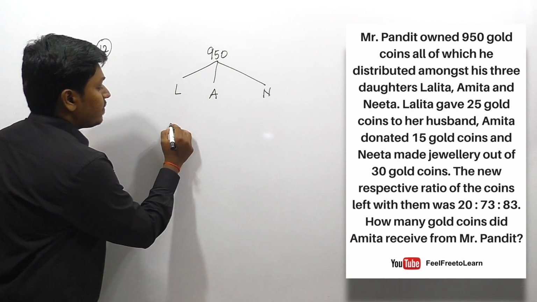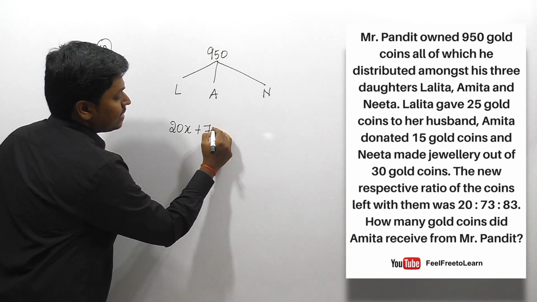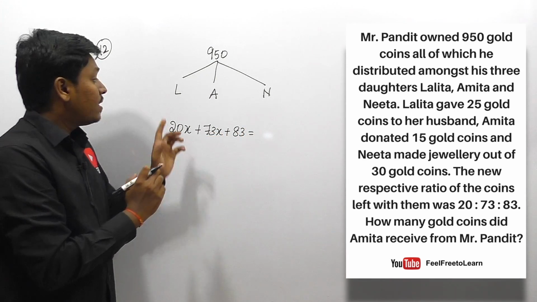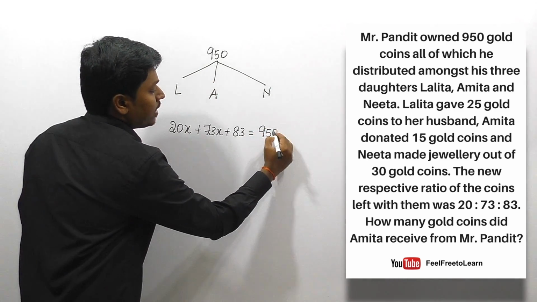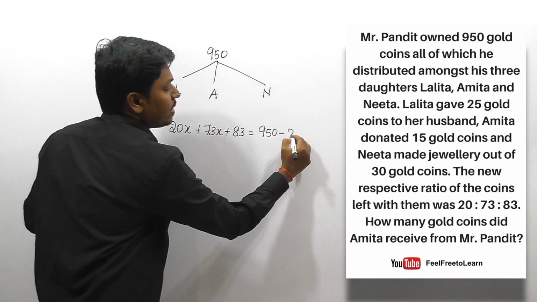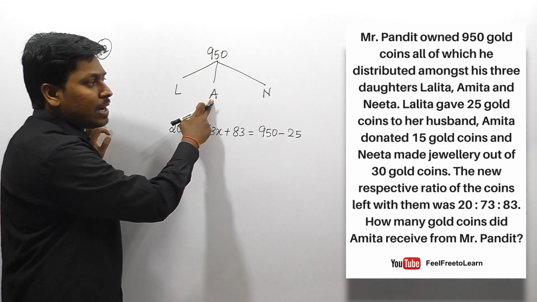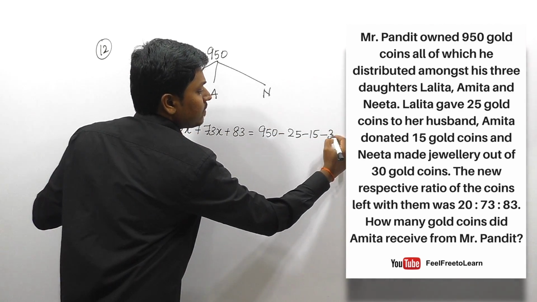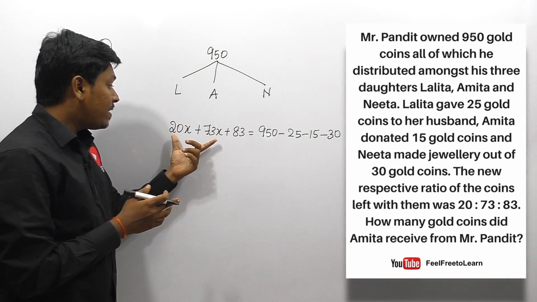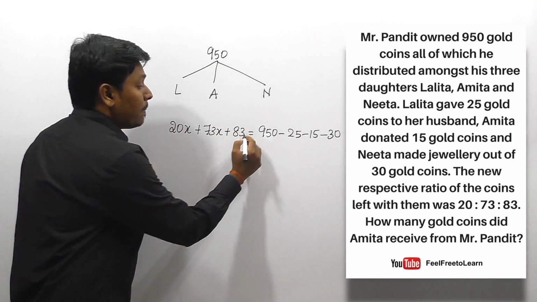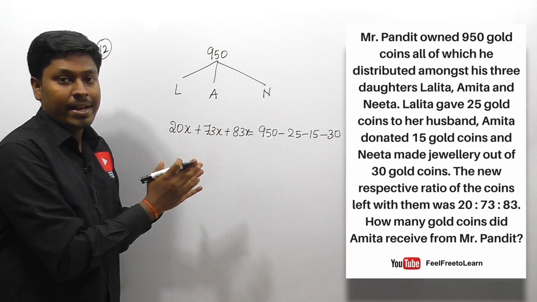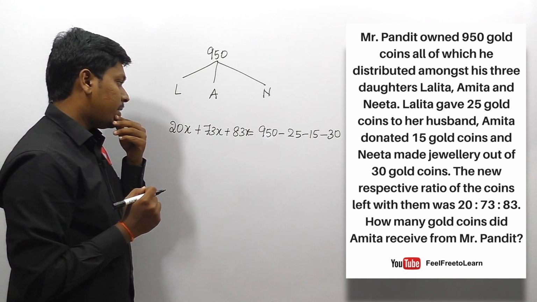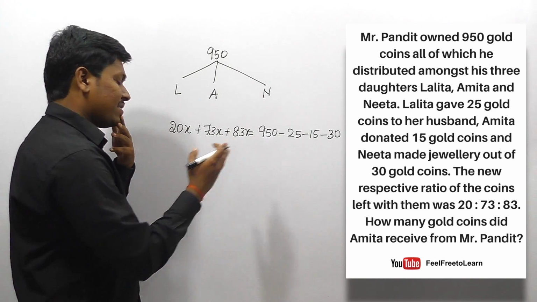20:73:83. So friends, listen carefully. So 20x plus 73x and 83x, where this ratio will be the ratio for the coins left, right? So we already know that 950 will be the total coins, and the first person Lalita is giving 25 coins, right? And second is Amita, so Amita is donating 15 coins, and also the third will be Nita, right? So Nita made jewels out of 30 coins. So friends, always remember that they have given a ratio of 20:73:83, but these 3 ratios are for the coins left, right? So friends, now our target is to find what Amita received from Mr. Pandit, right? So let me first of all simplify this.